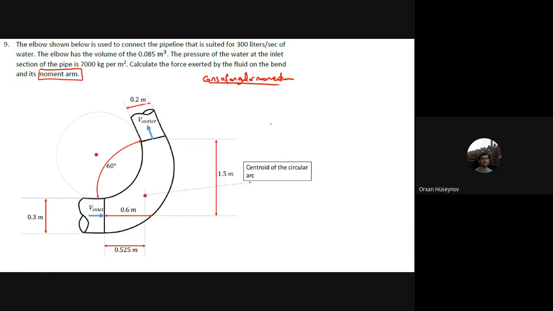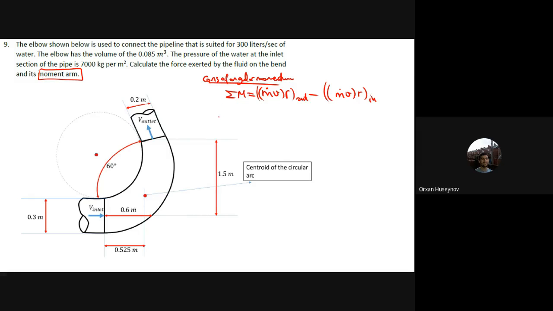We are trying to find the moment arm. So now we will use the conservation of angular momentum. It says that the moments acting on the system will be equal to the mass flow rate multiplied with the velocity with its arm, for the outlet, minus the mass flow rate with the velocity, again with the arm, for the inlet. This will be the equation that we are going to write.